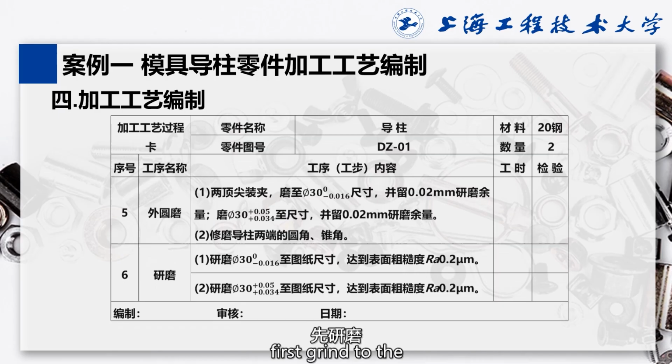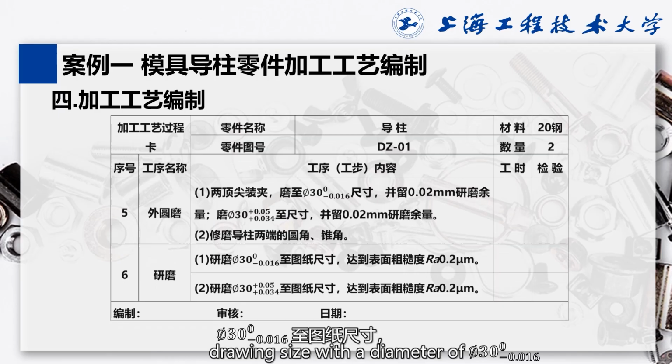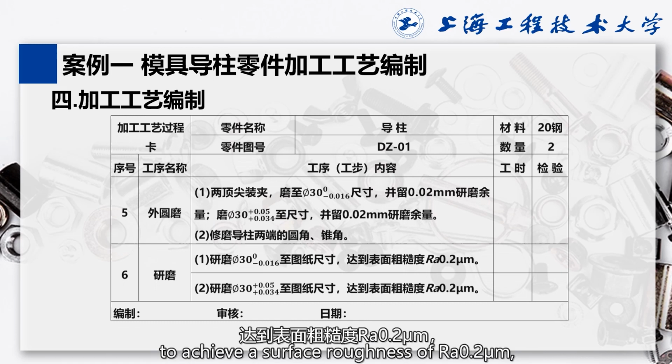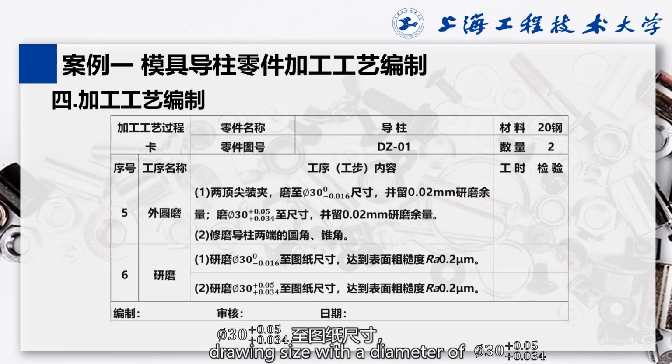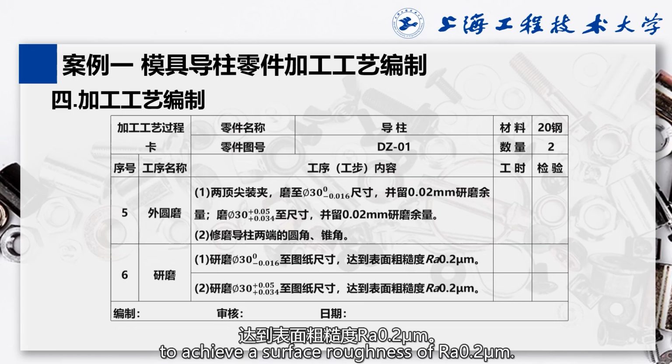Sixth, grinding. First grind to the drawing size with a diameter of 30 or to 0.016 to achieve a surface roughness of Ra 0.2. And then grind to the drawing size with a diameter of 30 plus 0.05 or plus 0.034 to achieve a surface roughness of Ra 0.2.